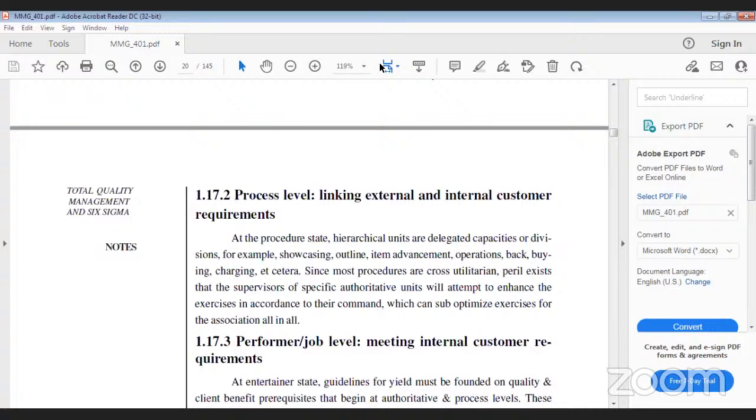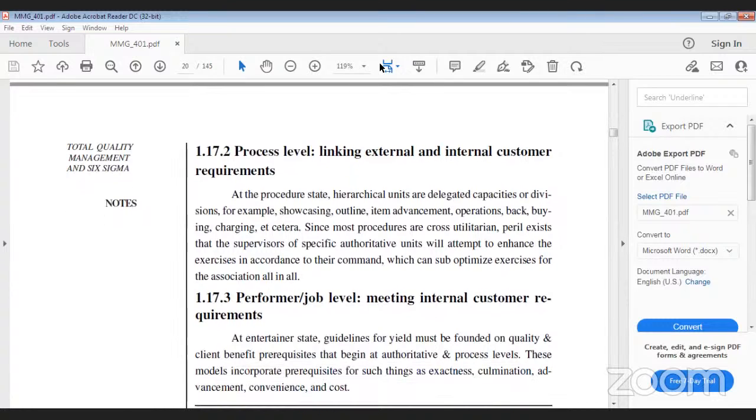As the procedure states, hierarchical units are delegated capacities or divisions, for example, marketing, product development, operations, backed by finances, etc. Most of the procedures are given here. The next point is the performance of the job level, meeting internal customers' requirements. At the performer level, standards for the output must be based on quality and customer service requirements.